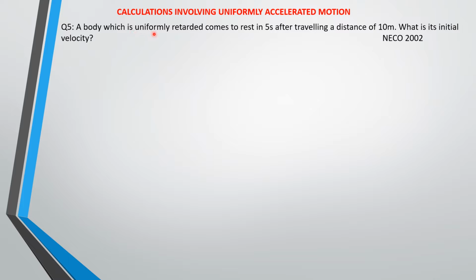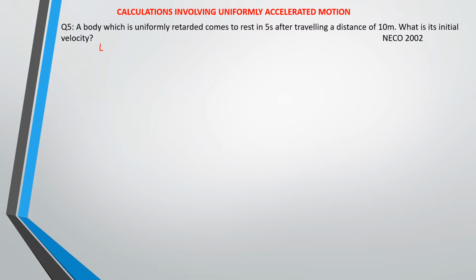A body which is uniformly retarded comes to rest in 5 seconds after traveling a distance of 10 meters. What is its initial velocity? Now if you look at this question, you are given time 5 seconds and distance traveled 10 meters. So initial velocity is not given to you, and final velocity for a body that's coming to rest equals 0.